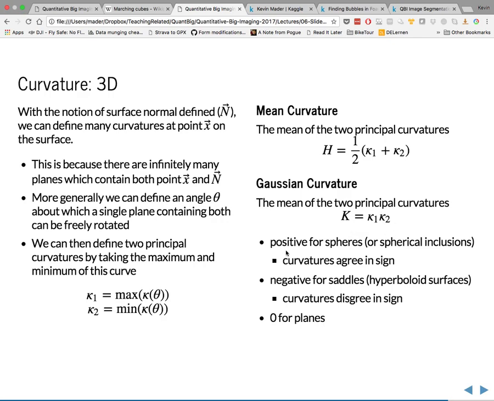And so if it's a sphere or a spherical inclusion, this will be positive. And what that means is that these 2 have the same sign. And if it's negative, that would be sort of saddles or hyperboloid surfaces. And so that means the curvatures disagree in sign, that one of them's positive and one of them's negative. Or if it's a perfect plane, this would be then 0. Because if you have 0 in any direction, that means the curvature is completely flat, and that's then a plane.